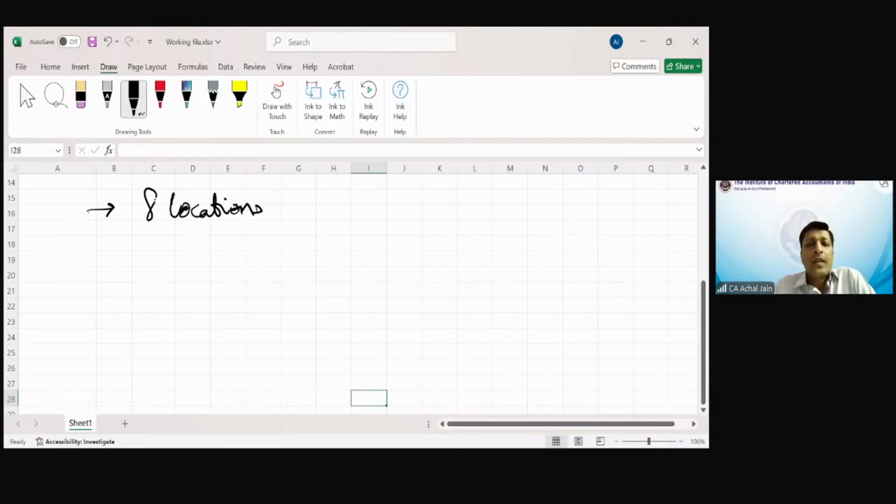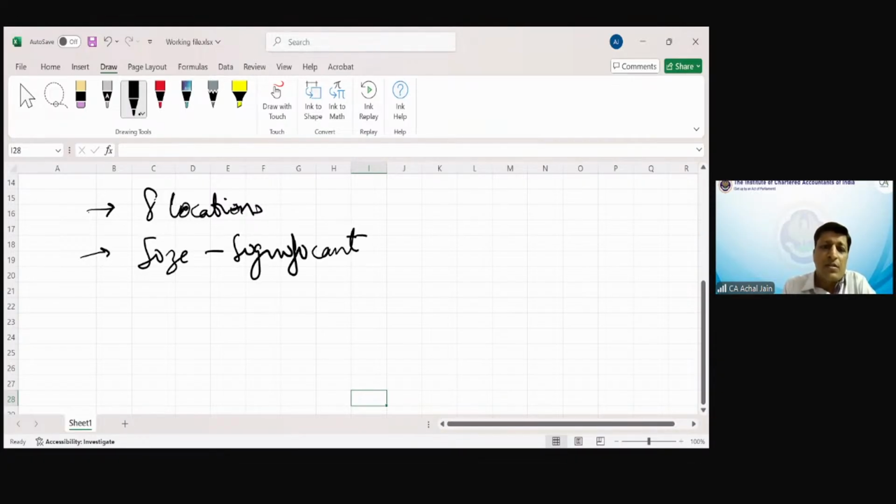Then if you look at the location, for every location the size of the inventory is quite significant. It's not that on most of these locations inventory is quite minuscule in terms of amount or quantity, or size. No, that is not the case. The inventory which is required to be physically verified is quite significant in terms of size.